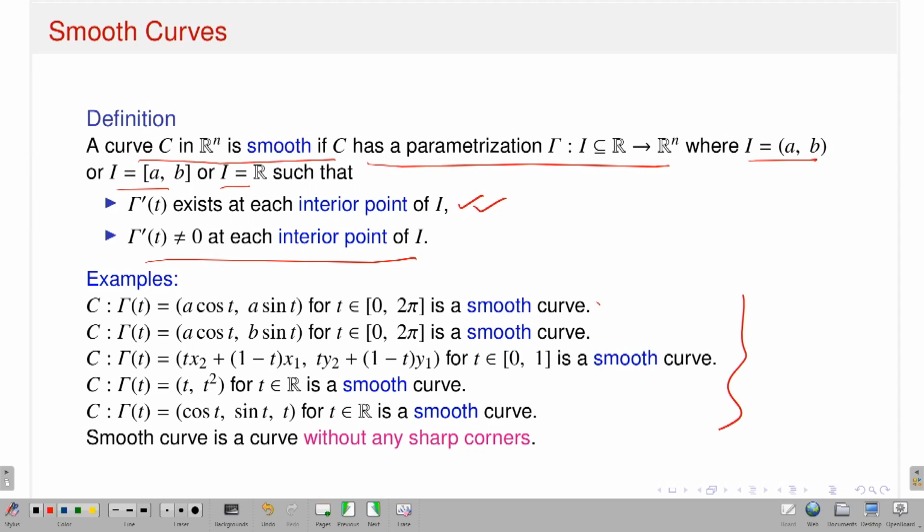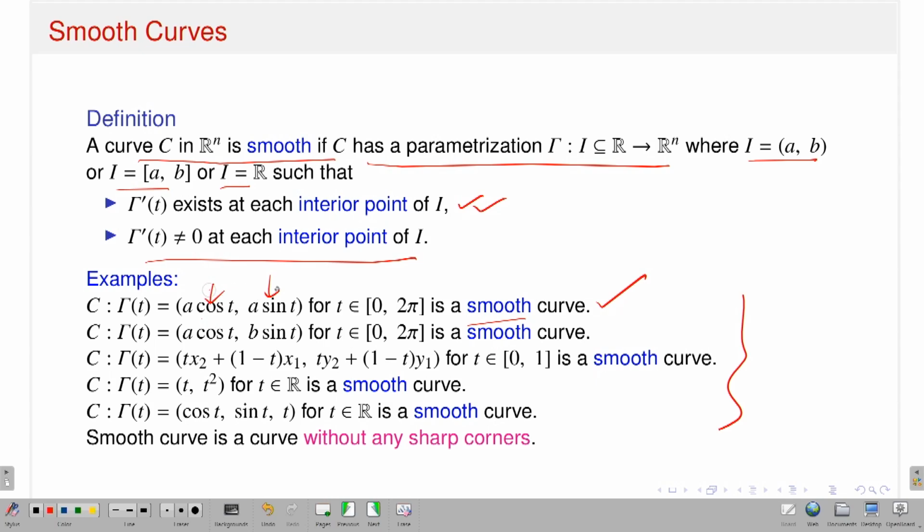There are a couple of examples I have given. For example, this is a smooth curve. You can draw this curve, gamma T equals A cosine T, A sin T. It will be a circle, you can easily see, and it is a smooth curve because of the component functions. We know the differentiability of the original function is determined by them, because it's a function from R to R2. So in R2 you have two component functions. If the component functions are differentiable, then the original function is differentiable.